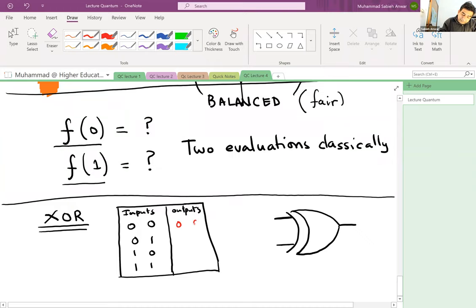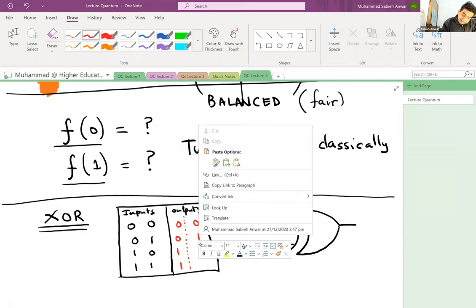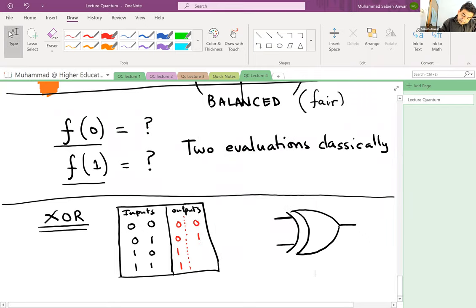Zero, zero gives me zero, zero at the output, zero, one. So nothing happens to the first bit, okay? However, the second bit changes, and it changes if either of the two inputs are one. So this will give me one. So the output is one if either of the first bits is one. So this is the truth table for an exclusive OR gate.